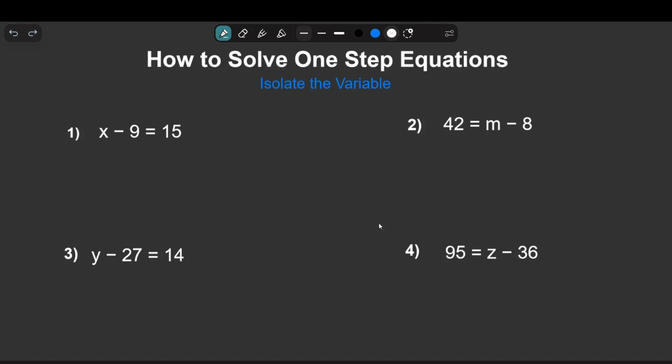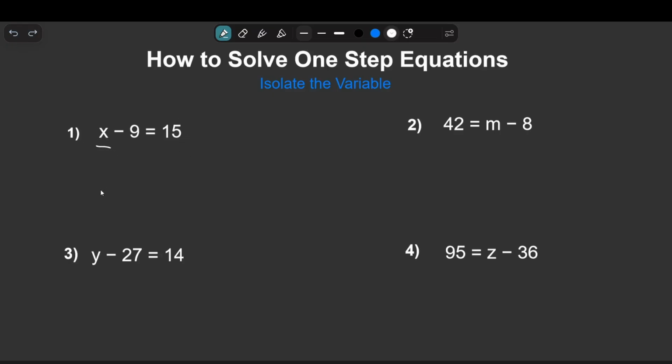operation. Keep in mind, it is very important that whatever is done to one side of the equation, it must be done to the other side. That keeps everything balanced and equal. Let's jump into number 1, where we have x minus 9 equals 15.